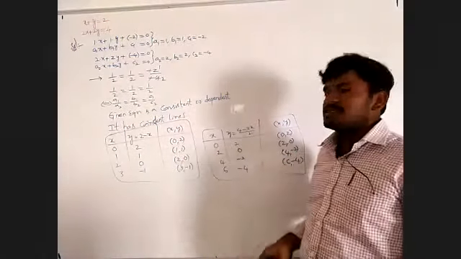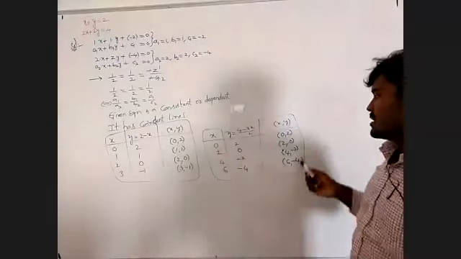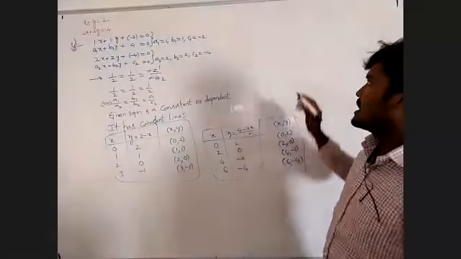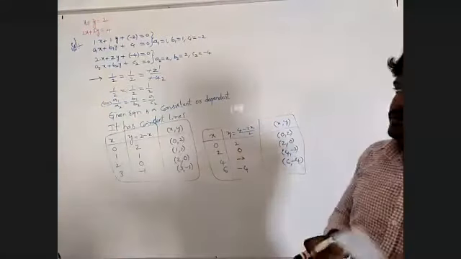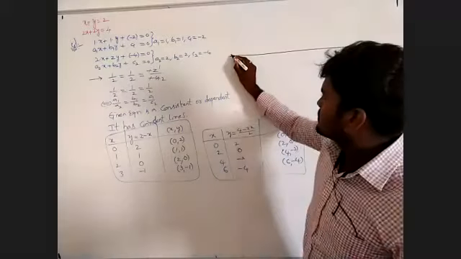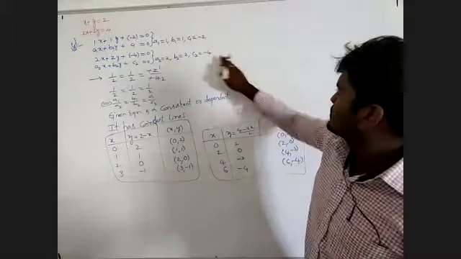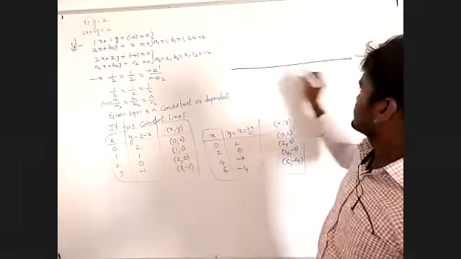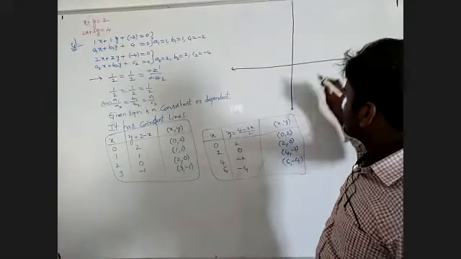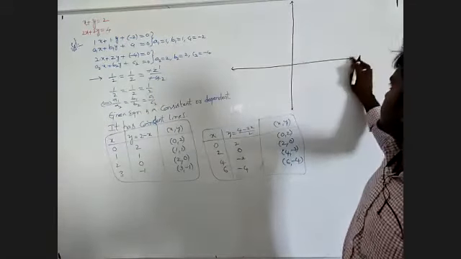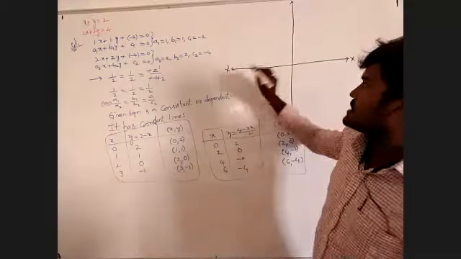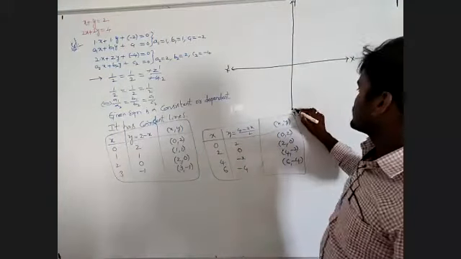The ordered pairs of variables are given for the first equation, and the ordered pairs of values for the second equation are also given. We have to draw a graph. This is the x-axis, this is the negative x-axis, this is the y-axis, this is the negative y-axis.